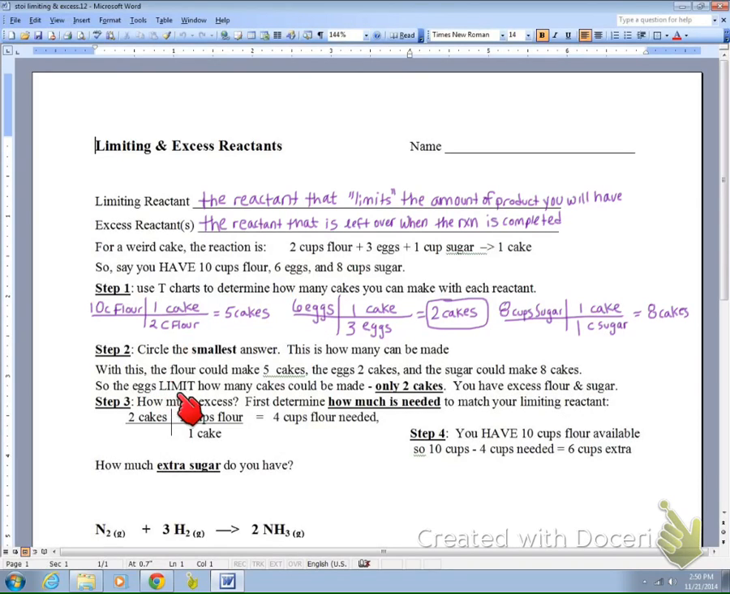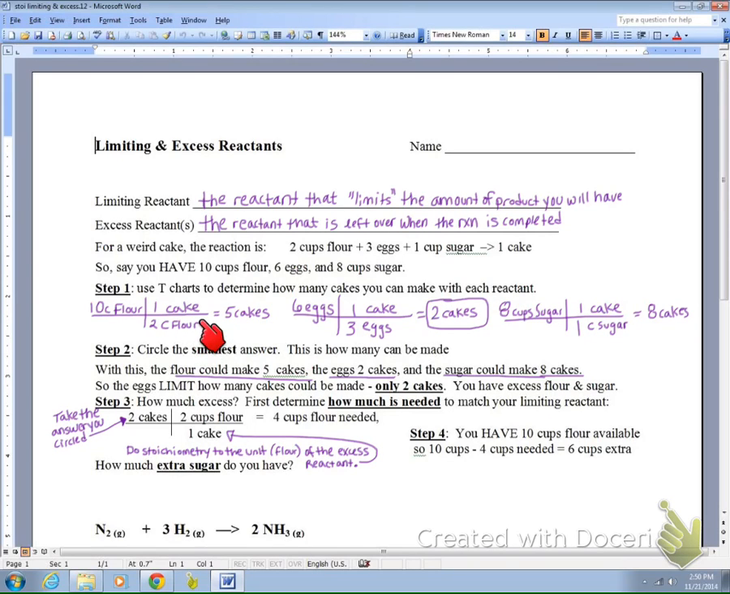To figure out how much we have in excess, first we're going to determine how much is needed to match our limiting reactant. For example, if we were to look at flour, what we would do is take the answer that we circled in step number 1 right here. We're going to take 2 cakes and start with that in our upper left-hand T-chart. Then we're going to do stoichiometry back to the unit of our excess reactant. In this case, we're going to go to flour because we have 2 excess reactants here.